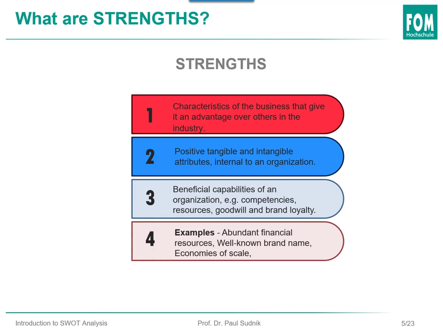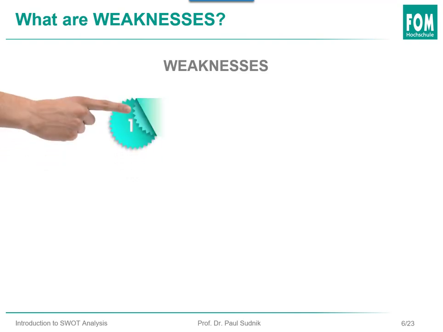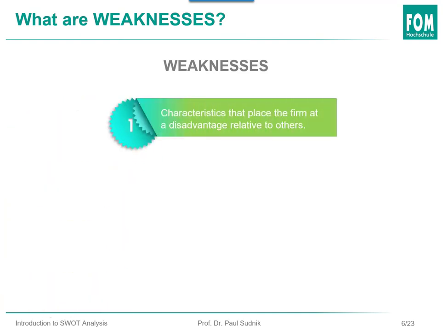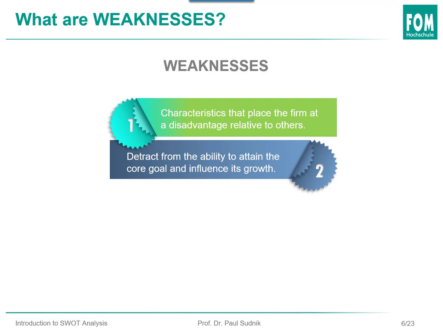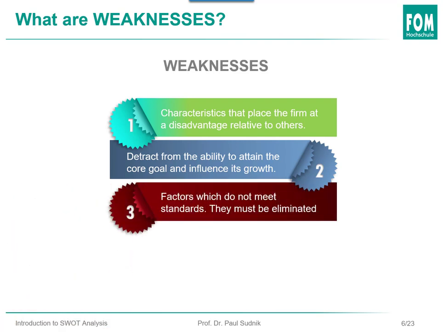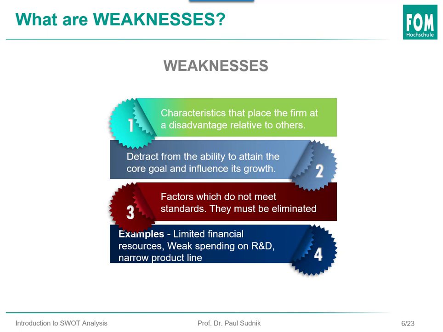Moving on then to what we might consider weaknesses. Weaknesses are characteristics that place the firm at a disadvantage relative to the others in its industry. They are detracting from the ability to attain the core goal and to influence its growth. Therefore, they are bad. They must be eliminated. They are factors which do not meet the required standards of the firm or of the industry. And examples of weaknesses are limited financial resources, weak spending by the company on R&D, and a narrow product line.